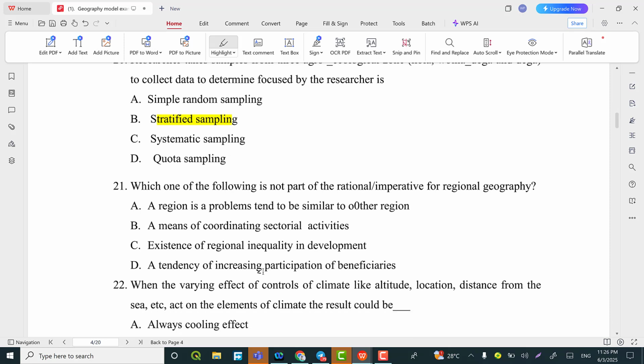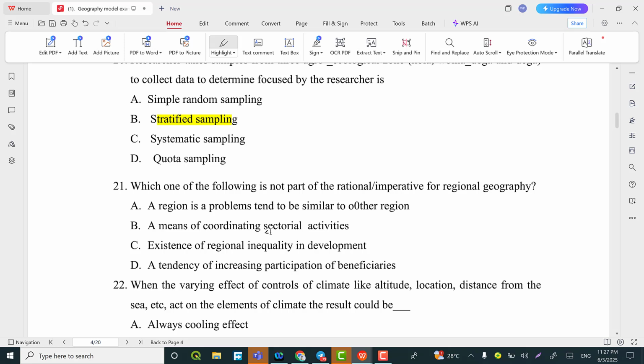Question number 21. Which one of the following is not part of the relational or imperative for regional geography? A. Region is the problem tends to be similar to other regions. Regions cannot be similar with other regions. There are artificial or human-made regions and natural regions.